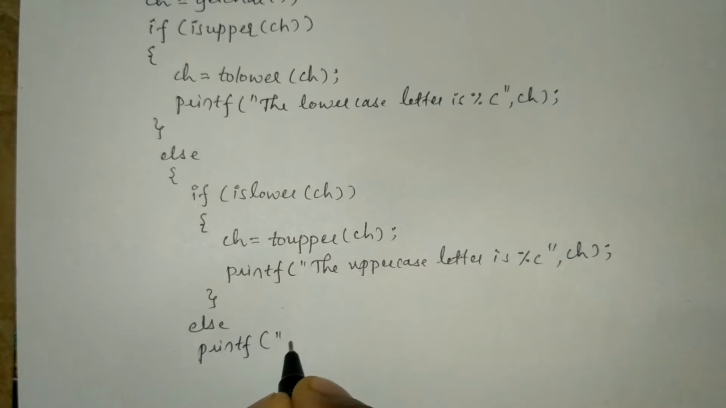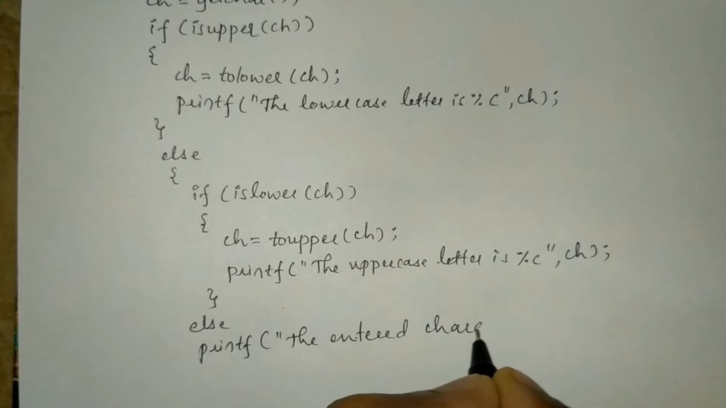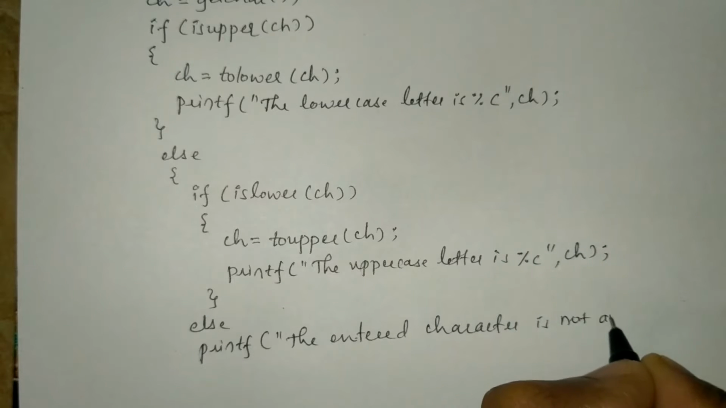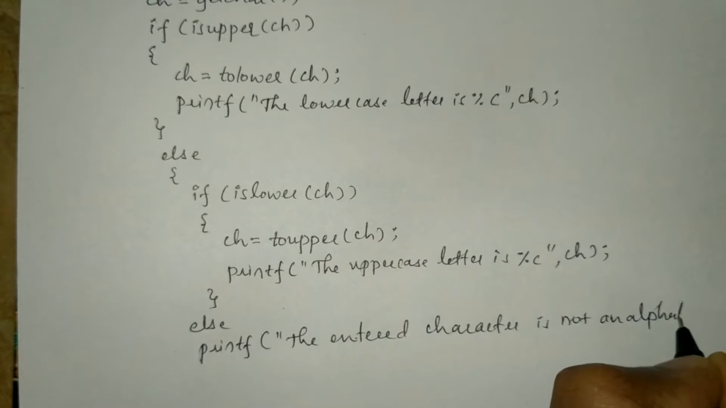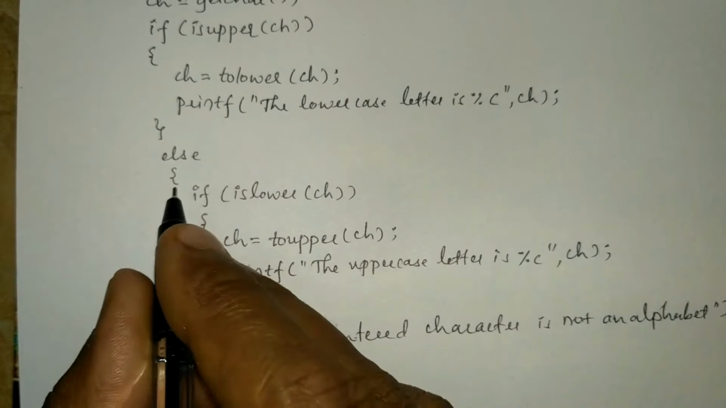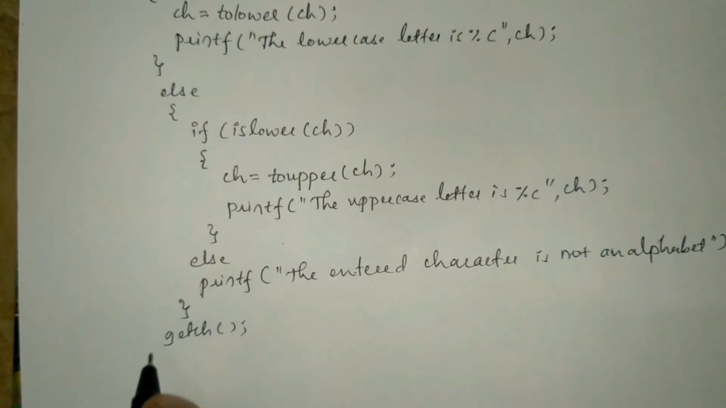In a printf statement I'm going to write the entered character is not an alphabet. End the double quotation mark and put semicolon, and here we are going to write closing brace for this else part, and then I'm going to write getch function, and then curly closing brace for the main function.